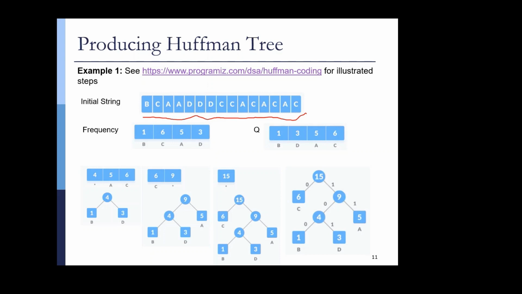Now, the first thing you need to do, according to the steps just now, for each character, so what characters do we have here? B, C, A. Okay, another A we skip because we want the unique ones only. D. Okay, D, D, C, C, A, C, C. All are repeating. So we have B, C, A, D. So what do we do? We count how many B? 1.